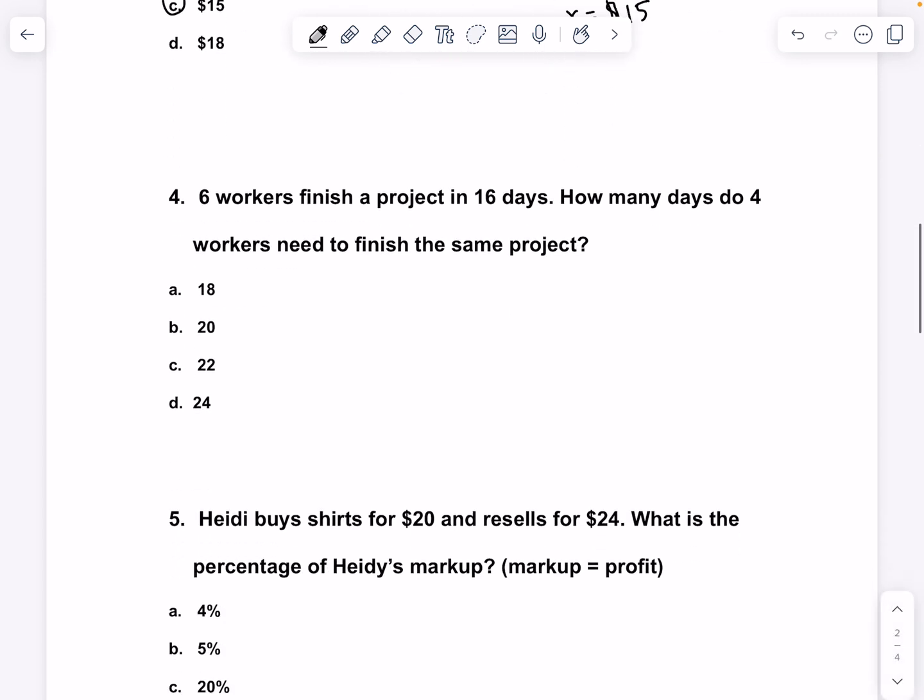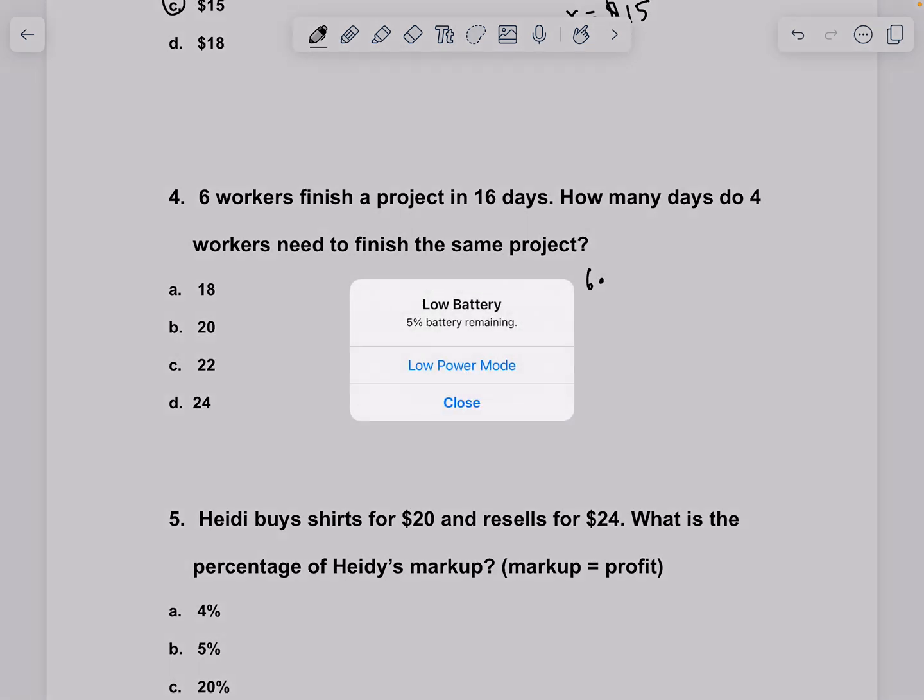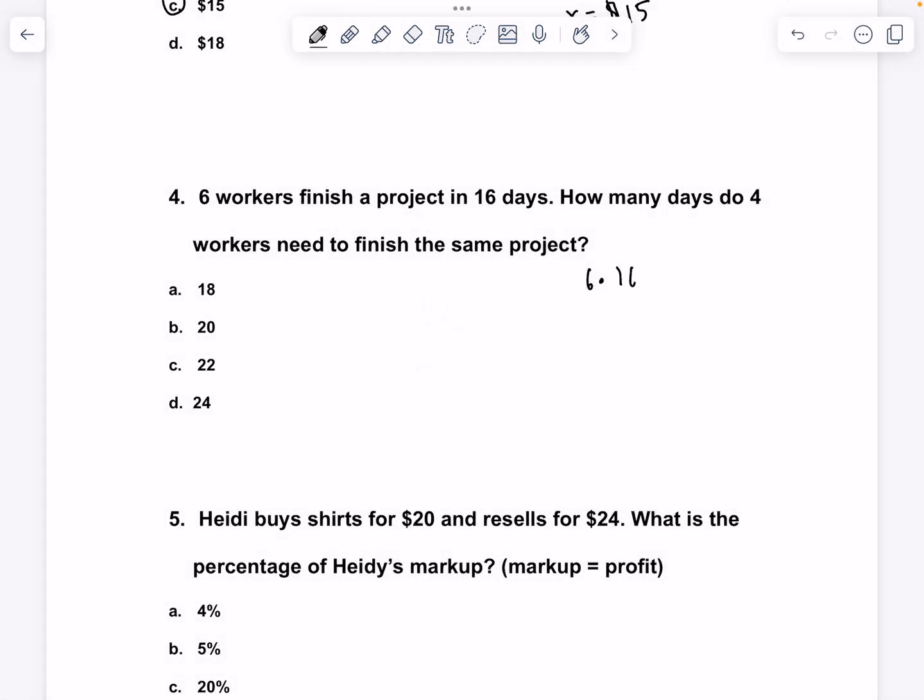Number 4 says 6 workers finish a project in 16 days. So 6 times 16, that would be 96. So that means one worker takes 96 days to complete the project. So we do the same thing. 4 times x, because we don't know the number of days, would be 96. 4 times x is 4x, equal to 96. Divide by 4 on both sides. So x is 24. So our answer is D.